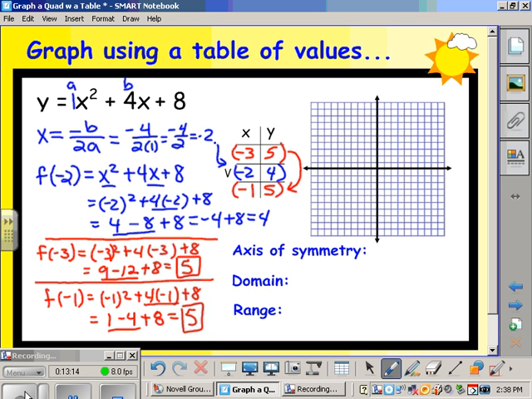So now we'll graph these 3 points, and I'm going to start with the vertex. So the vertex is at negative 2 for x and 4 for y. So here's our vertex. Then we have our first point, negative 3, 5, which is just slightly above and to the left. And we have our third point, which is negative 1, 5. And then we're just going to sketch our parabola from there.